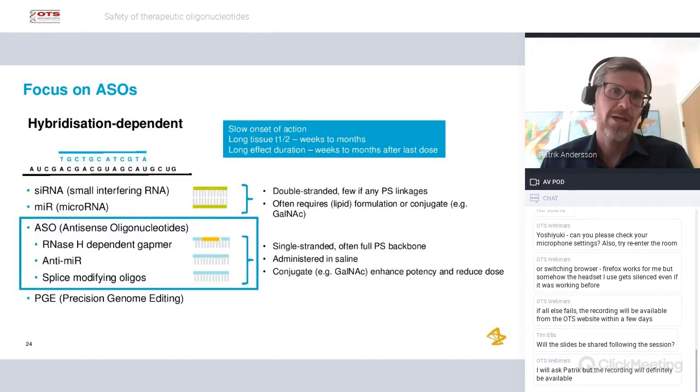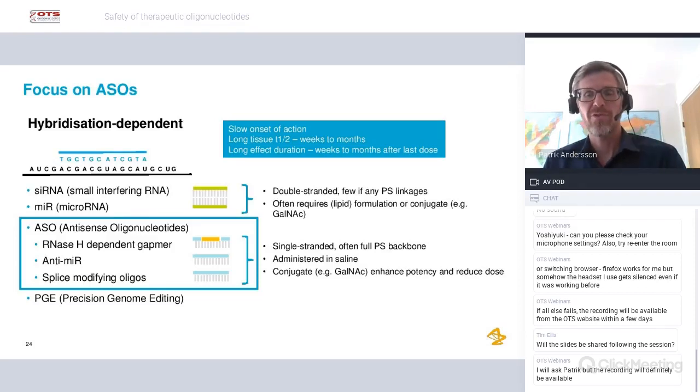The siRNA and the microRNA mimics are double-stranded. There are few and sometimes no phosphorothioate linkages. We'll come back to the importance of PS linkages. And they often require some kind of formulation, either some LNP or some kind of conjugate, for efficient delivery. There are also examples where you can deliver it locally, and that works. But for more systemic delivery toward tissues, I think the area is moving now more towards conjugates like GalNAc.